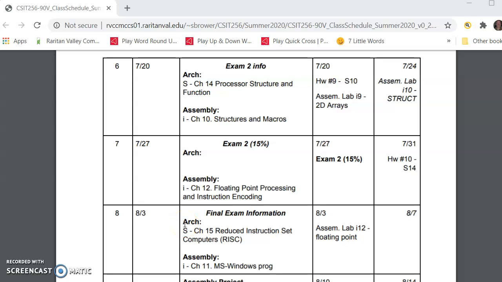This is for CSIT 256, Computer Architecture and Assembly Language. And this is meant to be the overview for week 7.